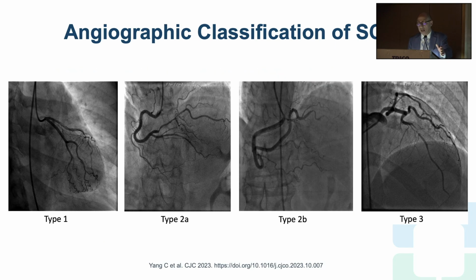This is the classic angiographic description of the different types of SCAD. I'll just ask you to point your attention to 2A. 2A is the type that is actually more common, in which there is a little bit of tapering. In this case, it looks quite tight, but sometimes the tapering is not as severe and may be missed. So it's important to have that in mind, especially women, especially younger.